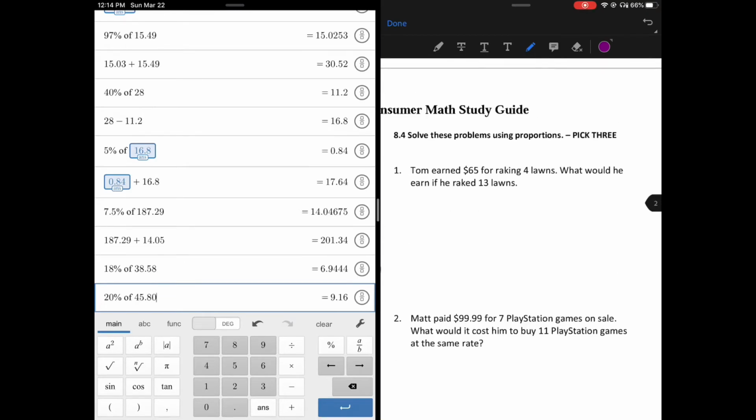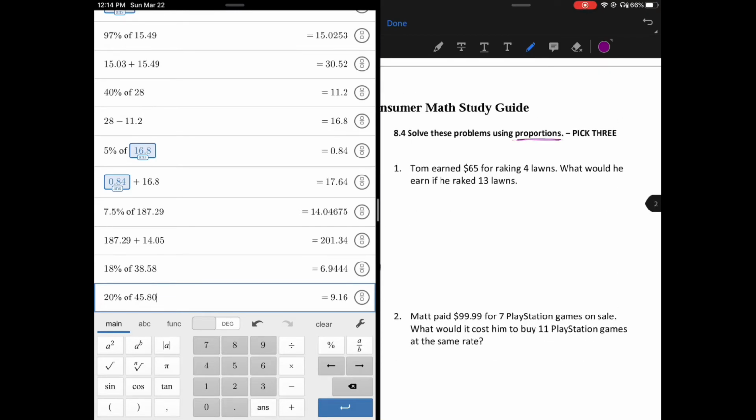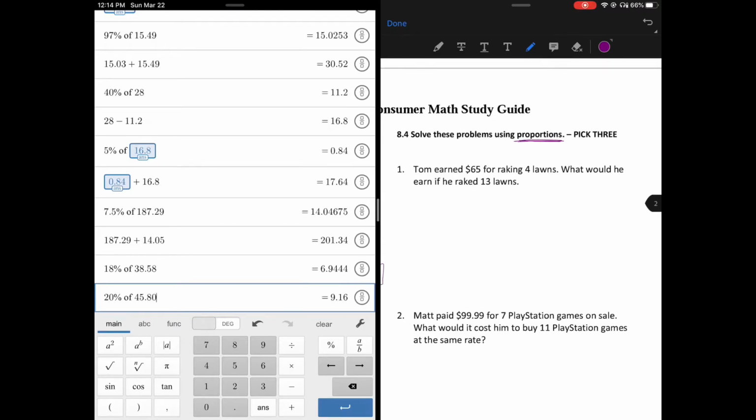And our next learning target, we're solving using proportions. So Tom earned $65 for raking 4 lawns. What would he earn if he raked 13 lawns? When I set up a proportion, I like to write what I'm comparing first. So I'm comparing money to the amount of lawns. So it's $65 for 4 lawns, and I need to make sure that it's lined up all the way across. So if he raked 13 lawns, that would go on the bottom.